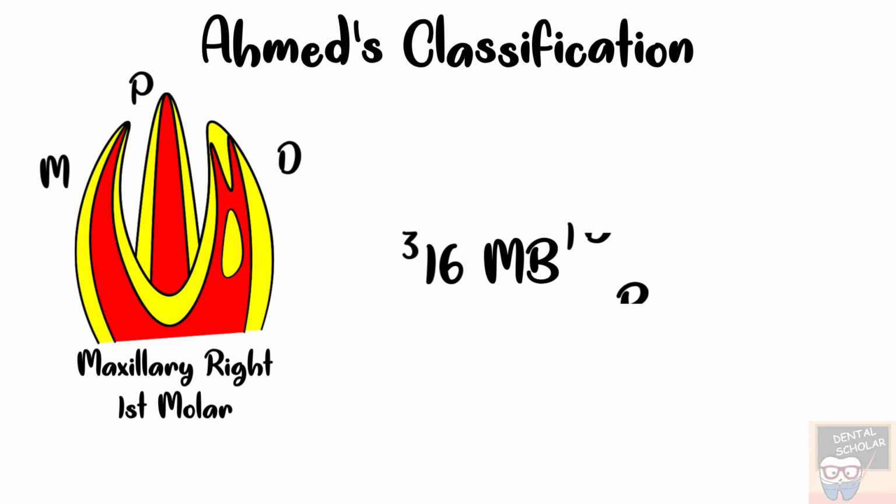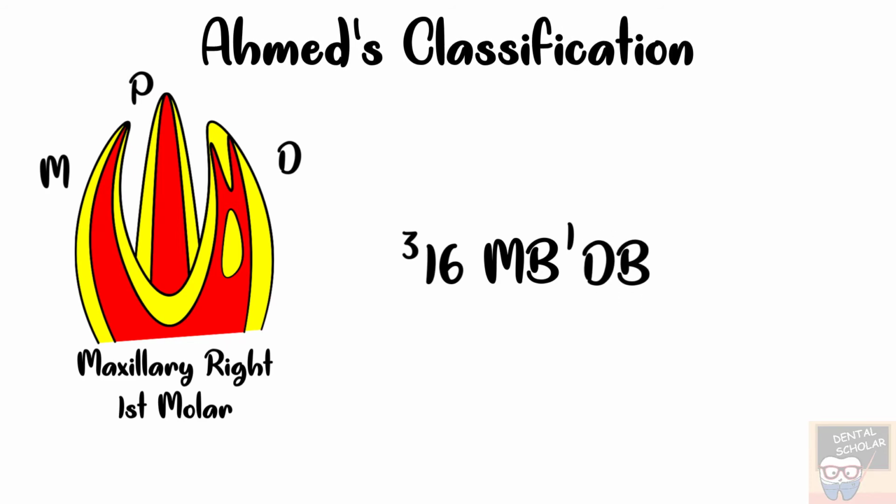Next, we will write DB representing the distobuccal root. Now notice that the canal starts as a single canal at the pulp chamber. So we will write 1. Then it divides into 2. So we write 2 next to 1. The canal then unites into a single canal again. So we again write 1. And then the canal finally splits into 2 before the apical foramen. So we again write 2. And hence the code for distobuccal canal becomes 1, 2, 1, 2.